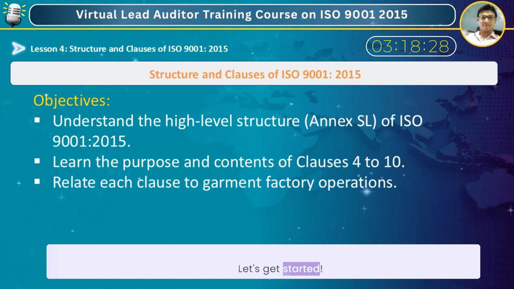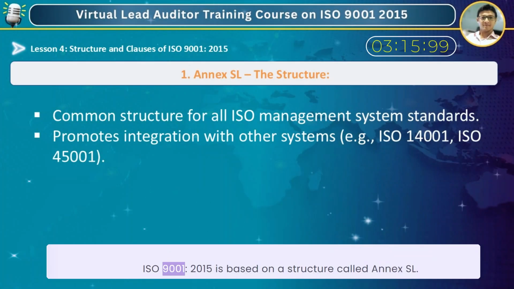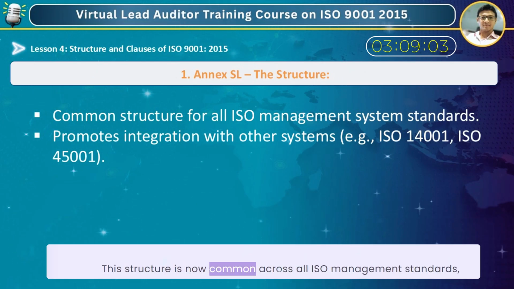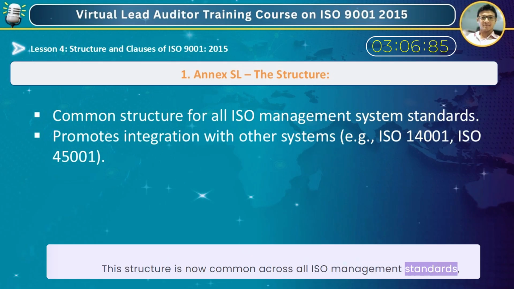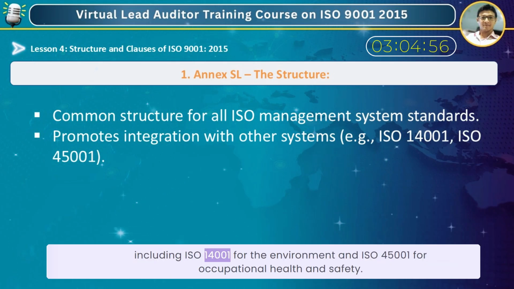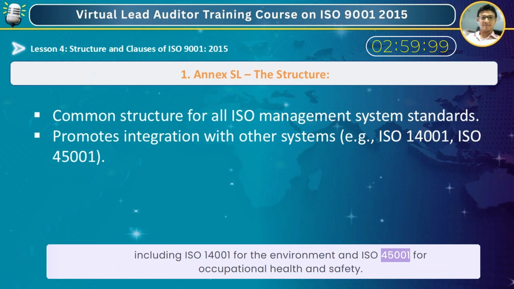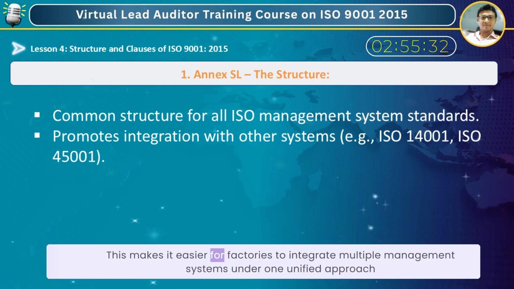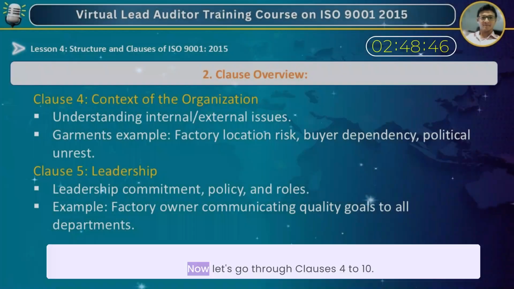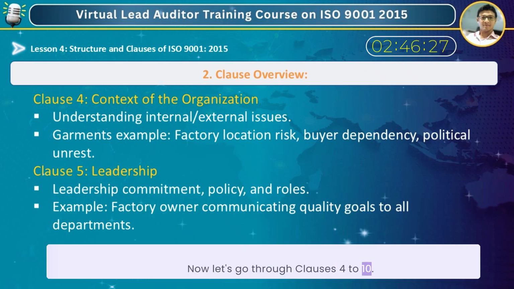Let's get started. ISO 9001:2015 is based on a structure called Annex SL. This structure is now common across all ISO management standards, including ISO 14001 for the environment and ISO 45001 for occupational health and safety. This makes it easier for factories to integrate multiple management systems under one unified approach. Now let's go through clauses 4 to 10.